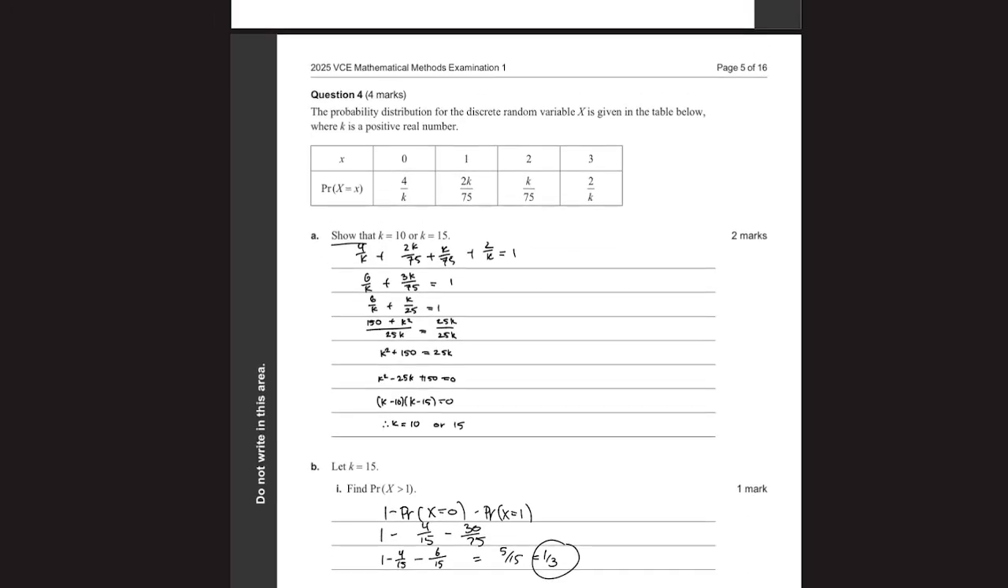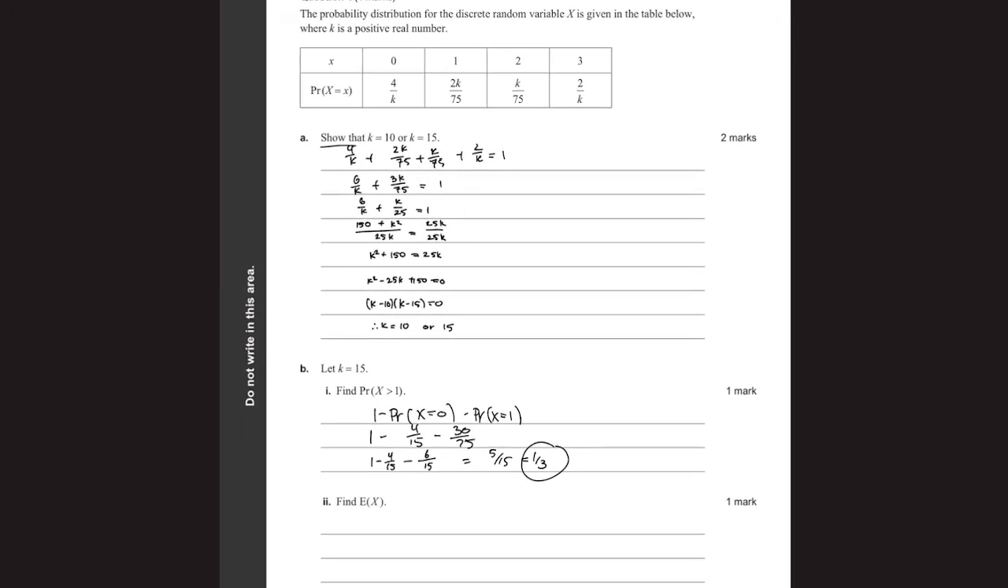Find E(X), your expected value, so that's going to be your x times P(x) sort of idea. So it's going to equal 2k on 75 plus 2k on 75 plus 6 on k. Just multiplying everything here. And we also know that k is equal to 15.